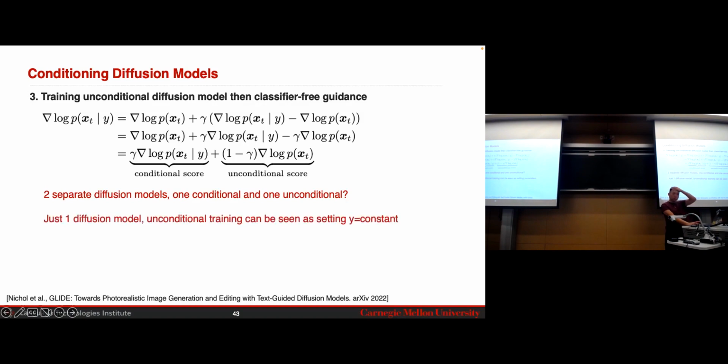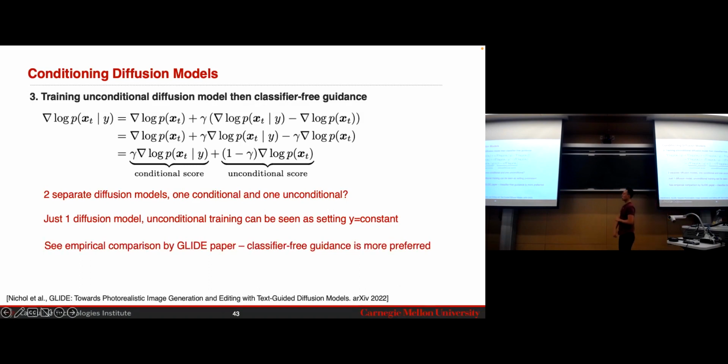But people found that you can just train one diffusion model, and to get this, you can just set y as some constant or y that is outside the space of the y's that you care about. And there's a paper called Glide. You can check it out. It basically did empirical analysis of all these different ways of conditioning your models, and they found that this classifier-free method seems to be the best.